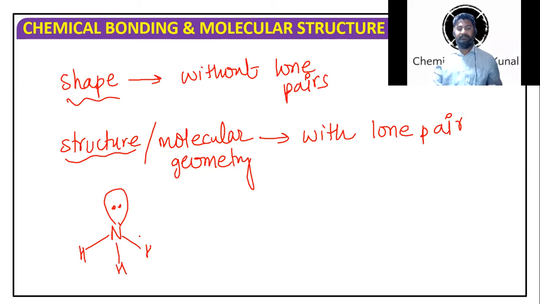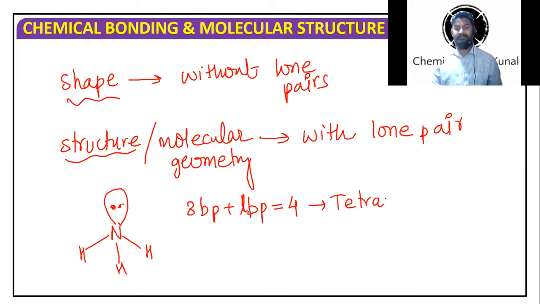So ammonia has how many bond pairs and lone pairs? 3 bond pairs and 1 lone pair. What's the total? Yes, the total is 4, right? As the total is 4, it should have tetrahedral geometry, right? So the structure is tetrahedral.